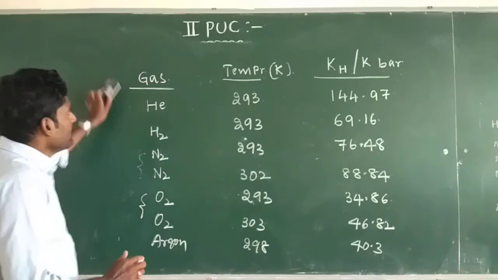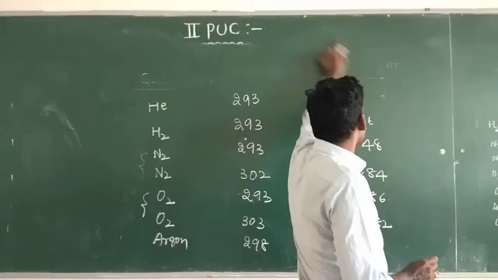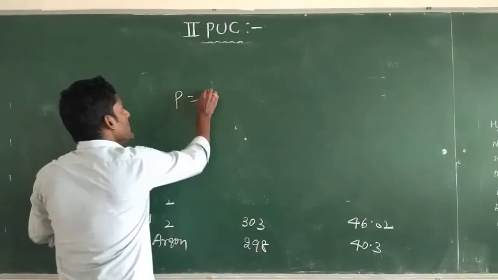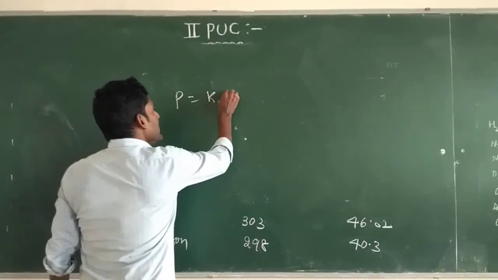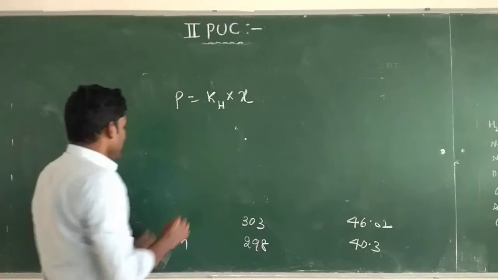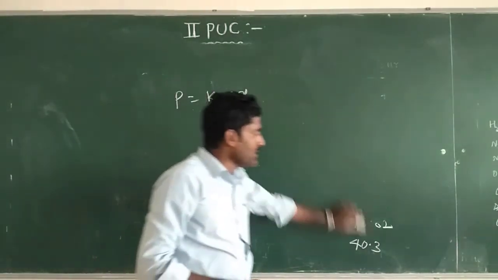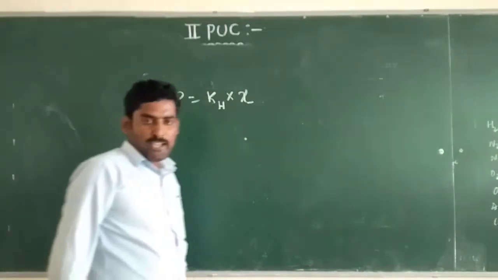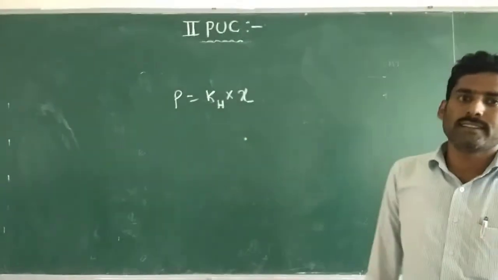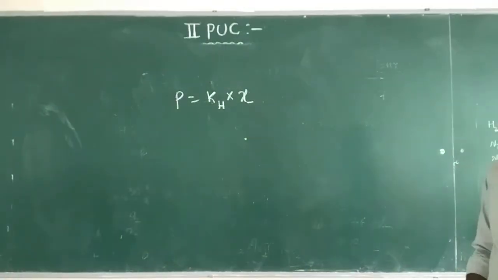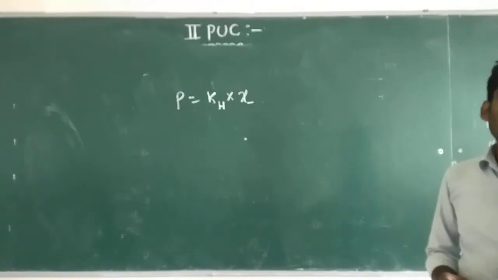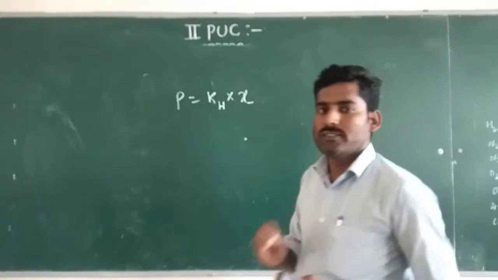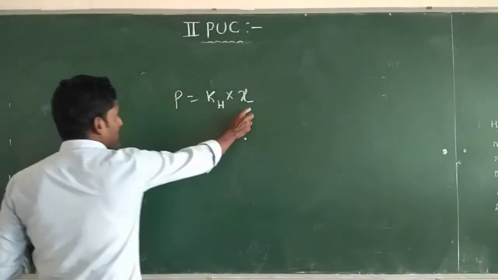And once again, if we take P is equal to KH into X, according to Henry's law, the mole fraction of the gas in solution is directly proportional to the partial pressure of the gas in liquid, or the partial pressure above the surface of liquid. P is equal to KH into X.